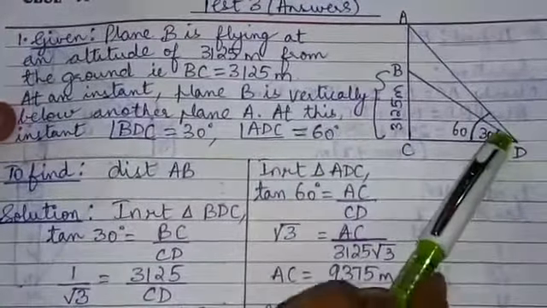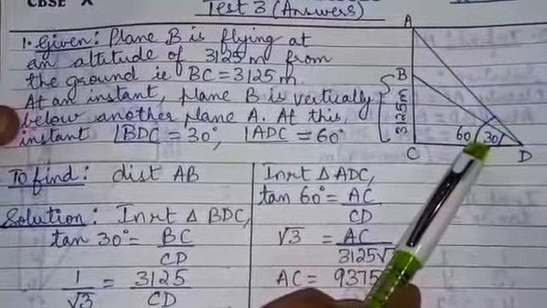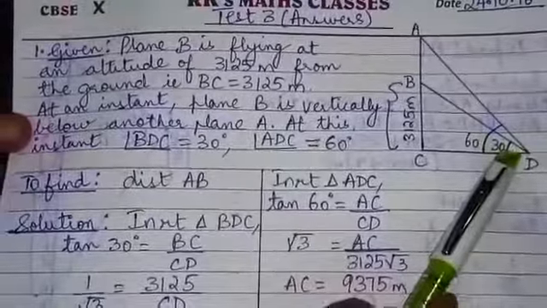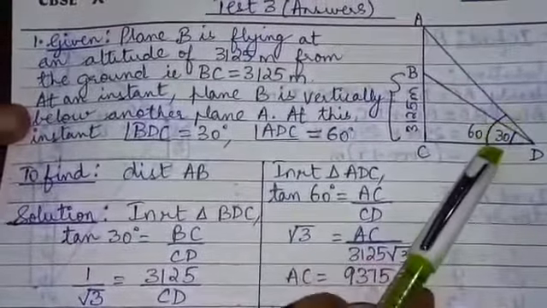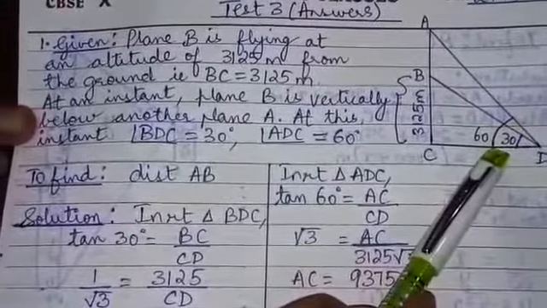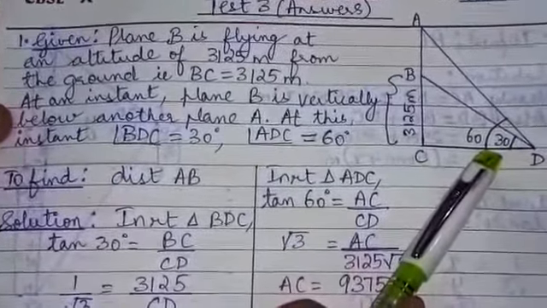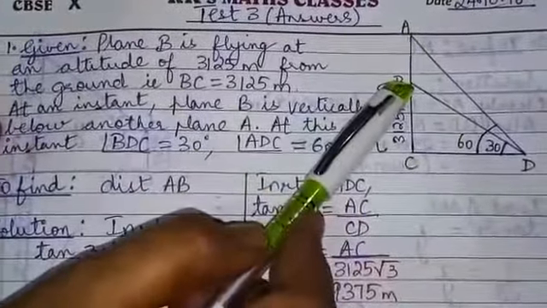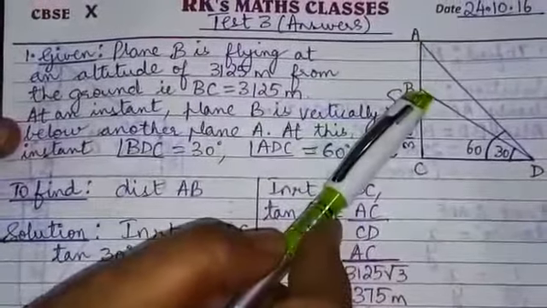The smaller one is 30 degrees, the larger one is 60 degrees. You can see that this magnitude is more than this. So this smaller one is 30 degrees and this larger one is 60 degrees. Now with this information, we need to find the distance between the two planes. That is, we need to find this distance AB.